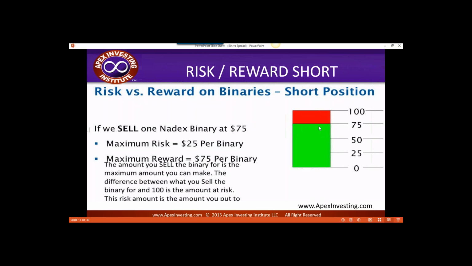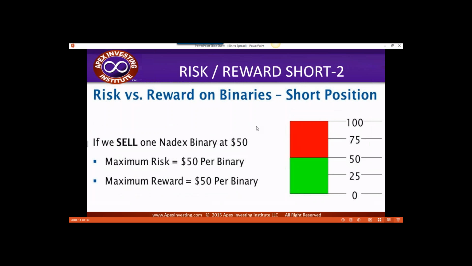So the amount that I sell a binary for is also the maximum amount that I can make. So the difference of where I sell the binary for and $100 is my risk, and the amount that I actually sell it for is my potential reward on the sell side. Now let's look at another example of going short or selling. What if I sell a binary at $50?